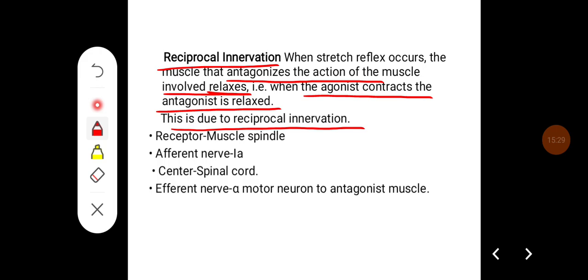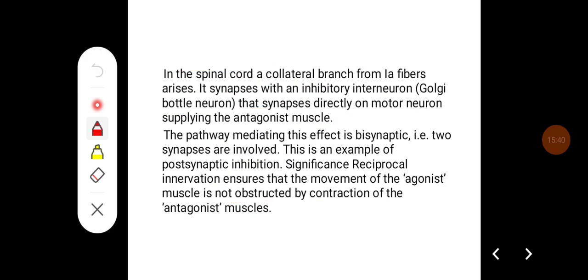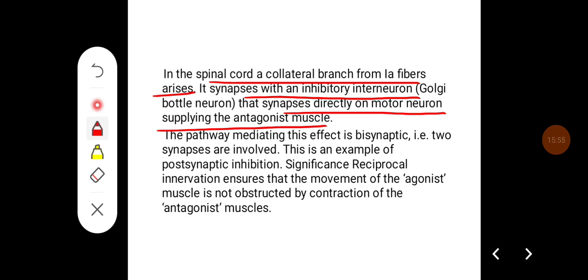So in this reflex, the receptor is the muscle spindle, afferents are 1A fibers, the center is the spinal cord, and efferents are alpha motor neurons to the antagonist muscles. In the spinal cord, a collateral branch from the 1A fibers arises. It synapses with an inhibitory interneuron, which is called the Golgi bottle neuron, and that synapses directly on the motor neuron supplying the antagonist muscle. The pathway mediating this effect is disynaptic, because there are two synapses involved. So this is an example of postsynaptic inhibition.